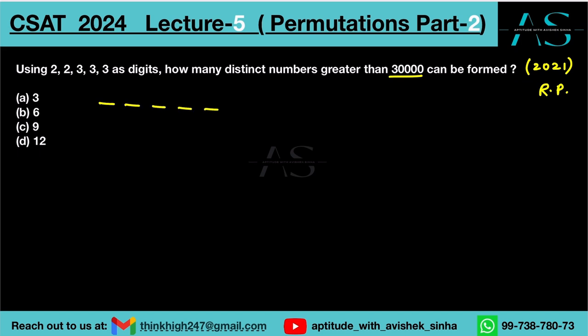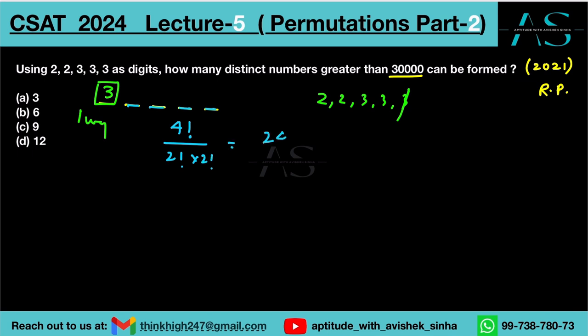Okay, so 3 has to be placed here, because if you place 2, you are getting a number which is lesser than these values. So out of the set 2, 2, 3, 3, 3, one of the 3's is used. This can be done in one way. Now you have got 4 places and 4 elements. So this is done in 4 factorial upon 2 factorial into 2 factorial. Tell me the answer. The answer is 24 by 4, which is 6. Option B is the correct fit here.